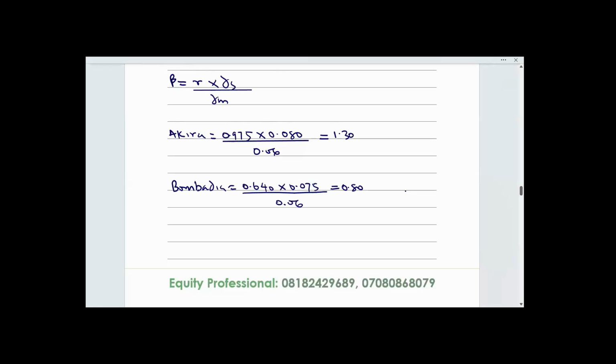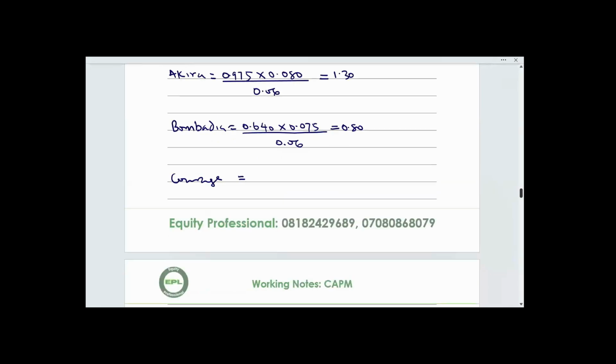Then for Courage, give me the correlation coefficient of Courage. 0.740, multiplied by the standard deviation of Courage, 0.090. 0.90 divided by 0.06. What do you have? 0.111.